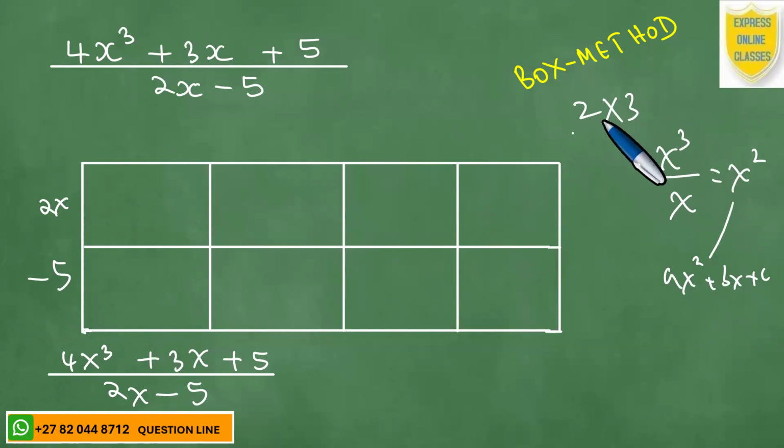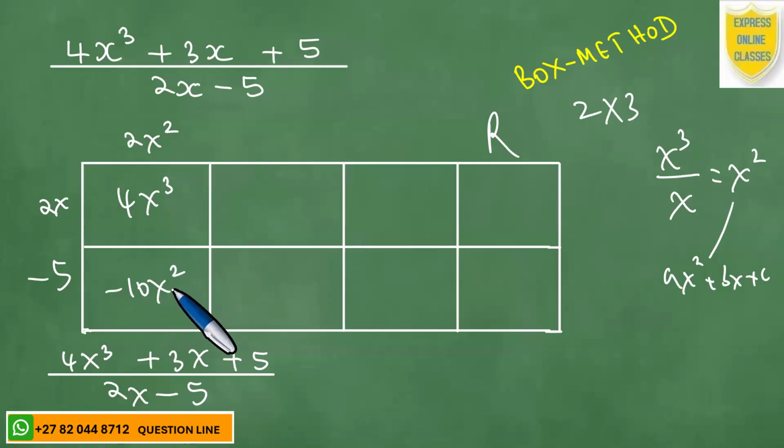2 by 3, but you add just one more block for the remainder. And then we put here the 4x cubed. If you divide 4x cubed by 2x, you get 2x squared. You multiply this, you get 4x cubed. Minus 5 by 2x squared gives us minus 10x squared. And therefore, if you add everything here, you have 10x squared, because there's no x squared term. So you add this one, so that 10x squared minus 10x squared gives us 0.